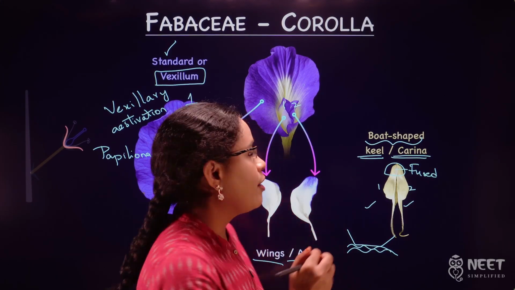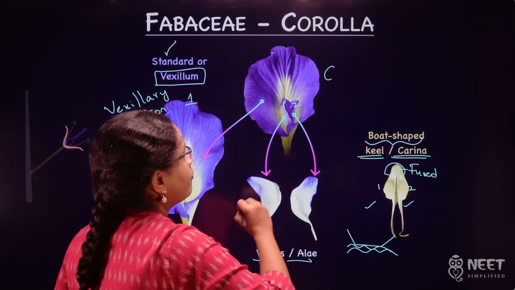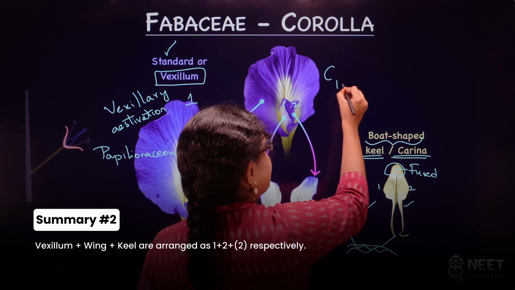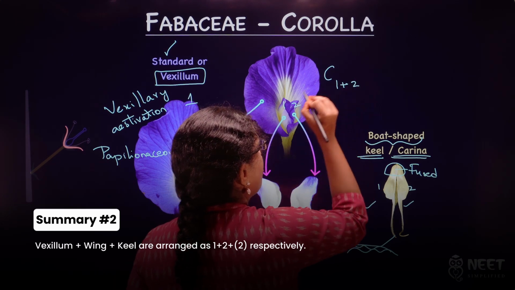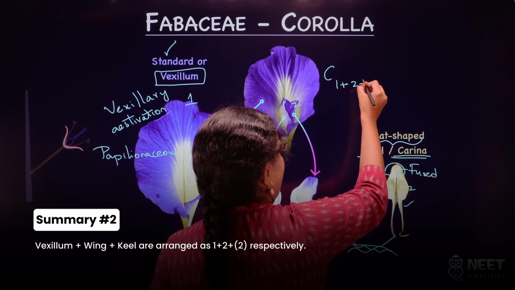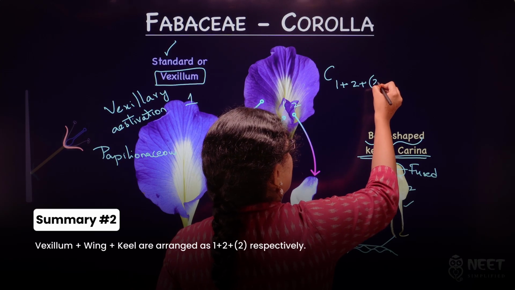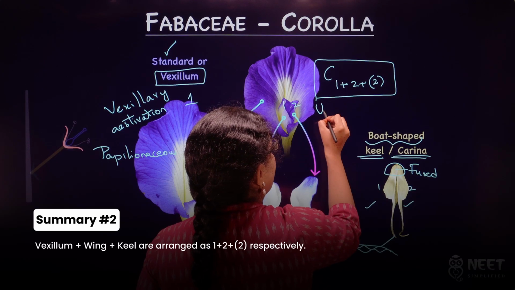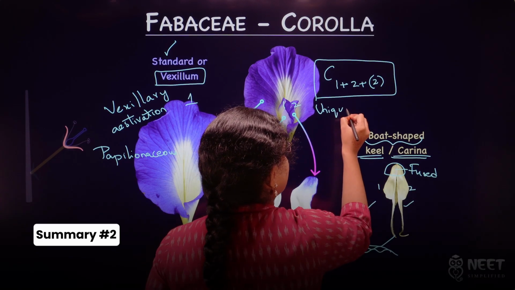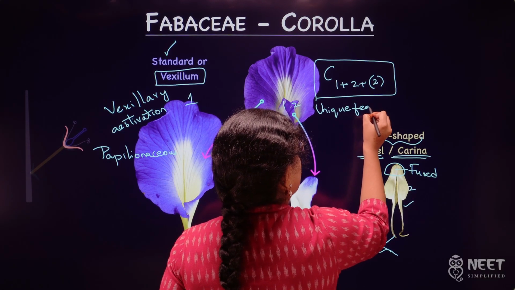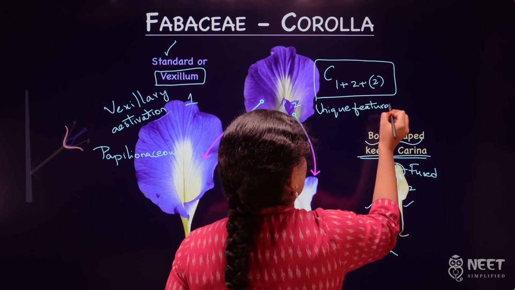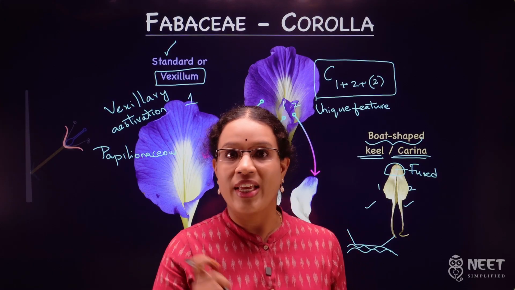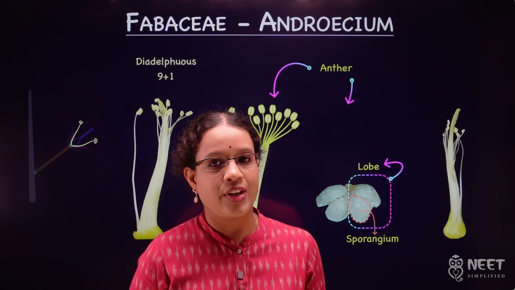When you look at this, we write Corolla with C, and there is a specific arrangement here, that is 1 vexillum plus 2 wing petals or alae, and we have 2 keel petals which are fused. So this is going to be the unique feature of this subfamily. Whenever you see this arrangement of 1 plus 2 plus 2, we are going to remember that it is from Papilionaceae.